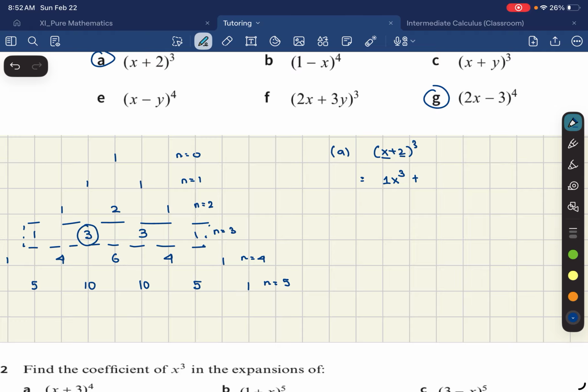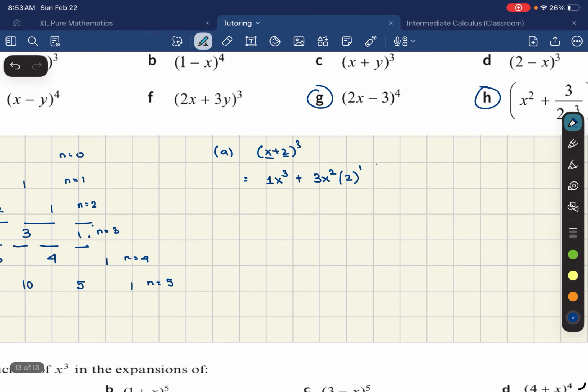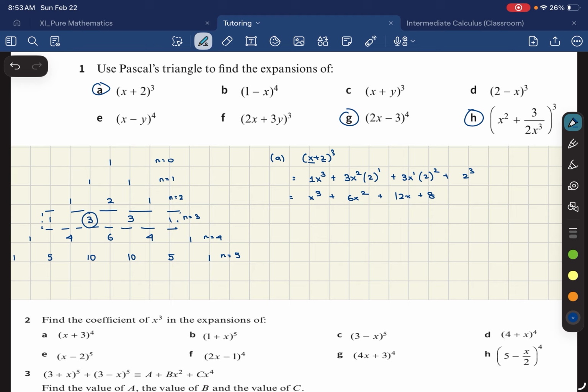Now I take the next coefficient, 3. The first term decreases by 1, and the second term increases by 1. And go on: x times 2 squared, plus, and then finally you have 2 cubed, because it's going to be 1 times x to the power 0. That is just 1. So you have x cubed plus 6x squared plus 12x plus 8. And that is it.